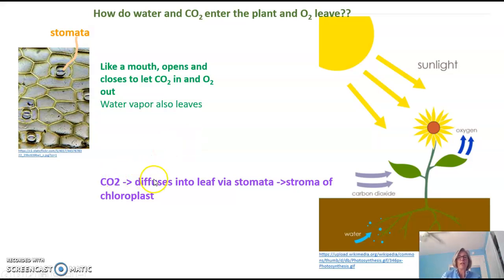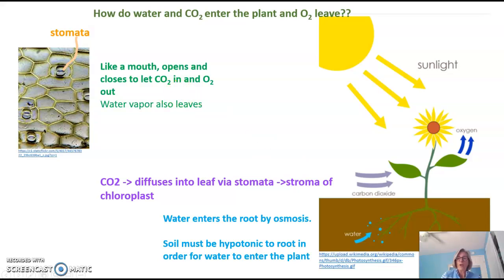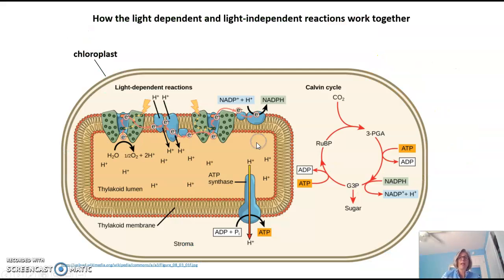So carbon dioxide diffuses into the leaf when the stomata is open, and it can make its way to the stroma of the chloroplast. Water enters the root of the plant by osmosis. In order for osmosis to happen, the soil must be hypotonic to the root because we need a concentration gradient in order for water to go into the plant.